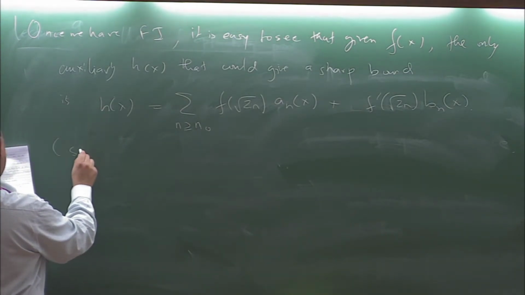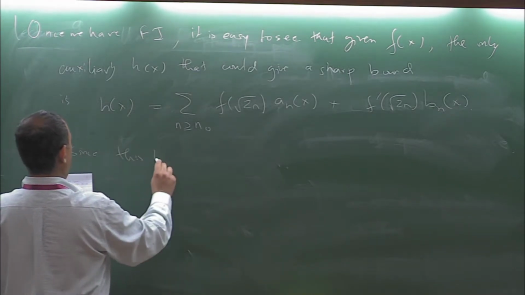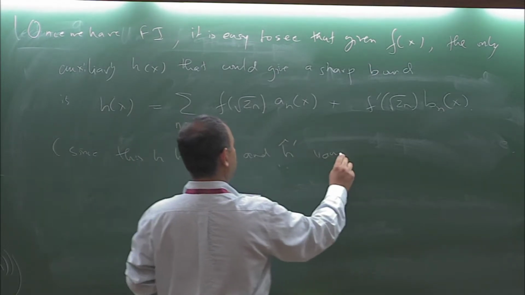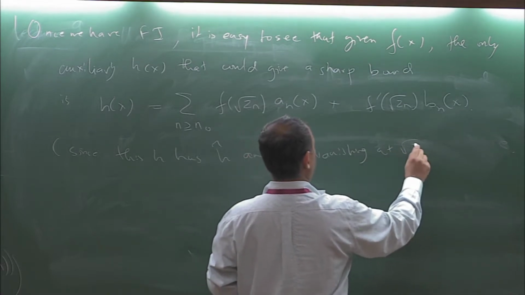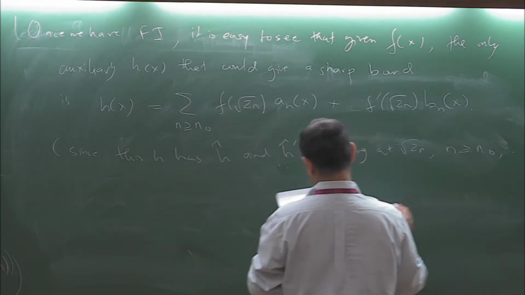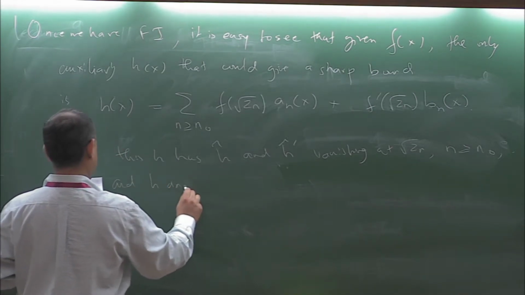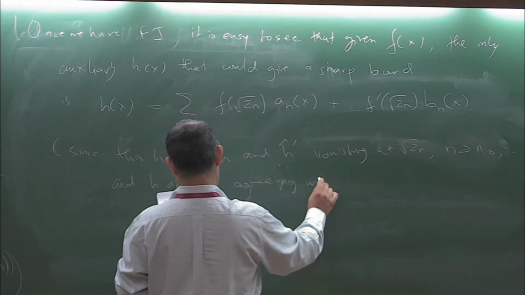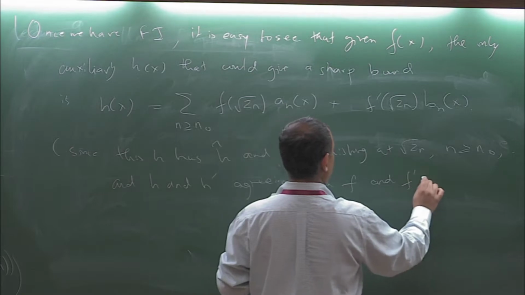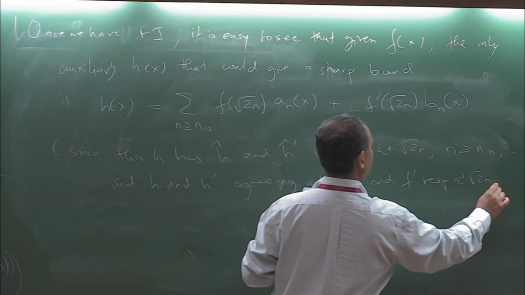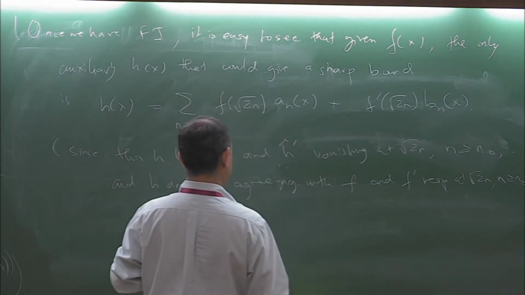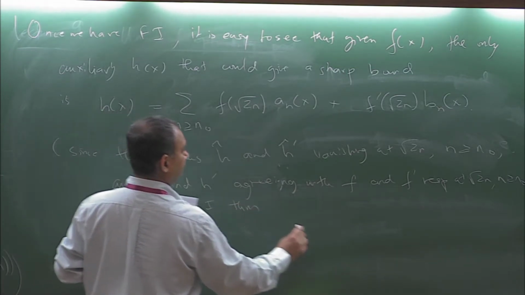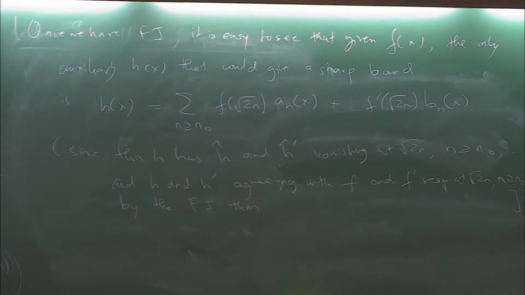Okay, so let me just say, this h has h hat and h hat prime vanishing at square root 2n, n greater than or equal to n0. And this is just what I just said. So h and h prime agreeing with f and f prime respectively at square root 2n, n greater than n0. This is by the Fourier interpolation theorem. Okay, so I just wrote down the justification.